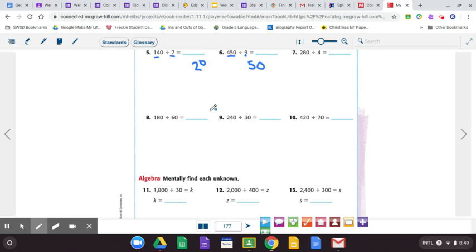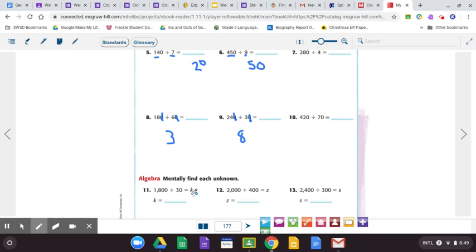Okay, so down here with number 8. Number 8 is 180 divided by 60. There's a zero here and there's a zero here. The zeros cancel each other out first, so take those zeros away to make it a lot easier for yourself. Now we have 18 divided by 6. The answer is 3. This one here, we've got this zero here and this zero here. Those zeros cancel each other out, so then we just have 24 divided by 3 is 8.